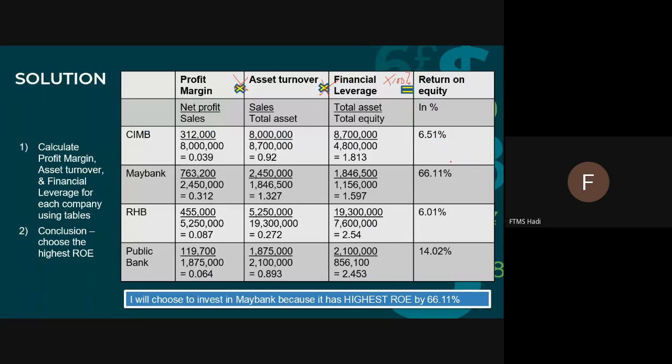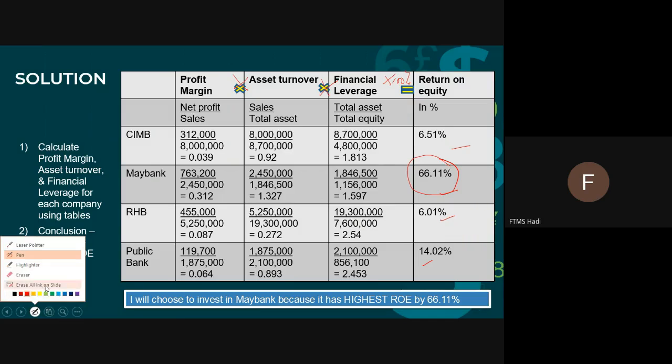So once you calculate for the four companies here, 1, 2, 3, and 4, to conclude, you need to choose the highest ROE. In this case, 6.51, 66.11, 6.01, 14.02, definitely the highest is 66.11. So to conclude, I will choose to invest in Maybank because it has the highest ROE at 66.11%. That is how to answer that question.